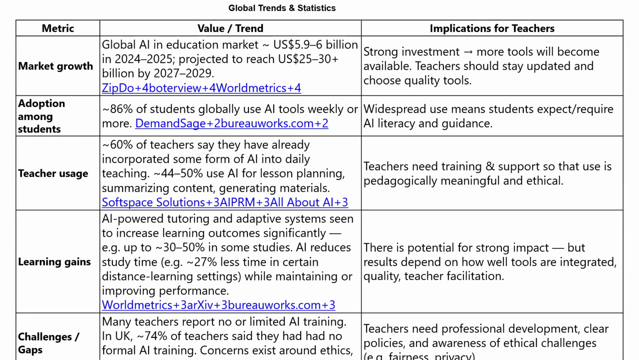When I talk about market growth, global AI in educational technology is at 5.9 to 6 US billion and growing, and the value from 25 to 30 US billion dollars is expected to improve by 2027 to 2029. This is a strong investment where every day, every hour a tool is being designed, an LLM is being trained. So we need to understand what those are and what is really to be taken up.